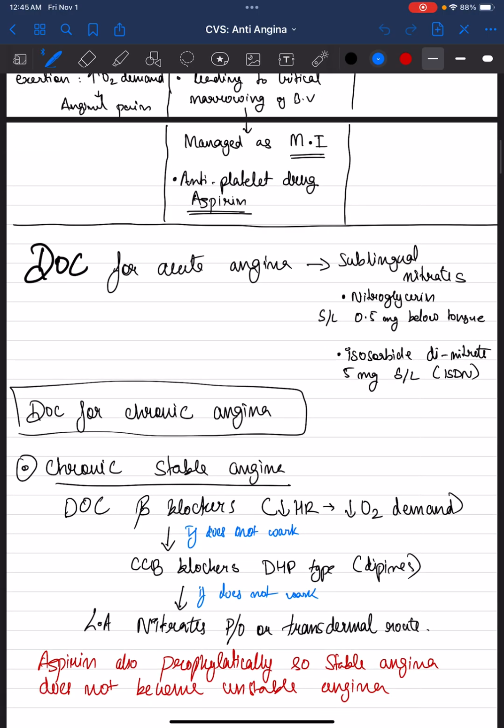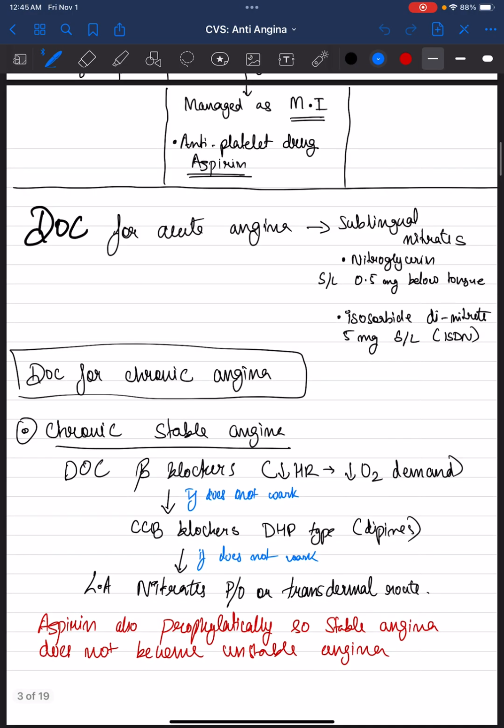So, what is the drug of choice for acute angina? For acute angina, the drug of choice is sublingual nitrates like nitroglycerin, which is given sublingually at 0.5 milligrams, and the sublingual tablet is kept below the tongue. You can also give ISDN, or isosorbide dinitrate, 5 milligrams sublingually.